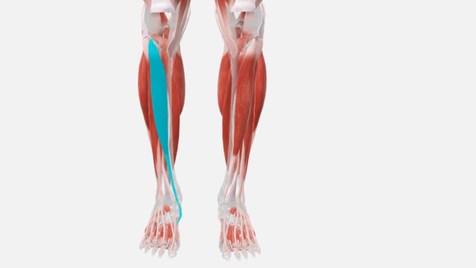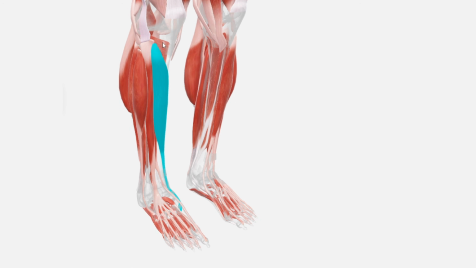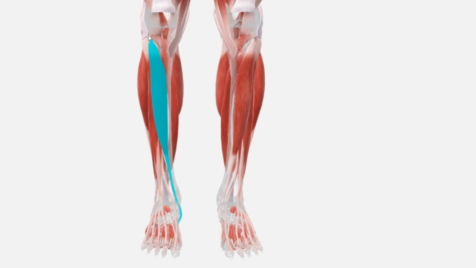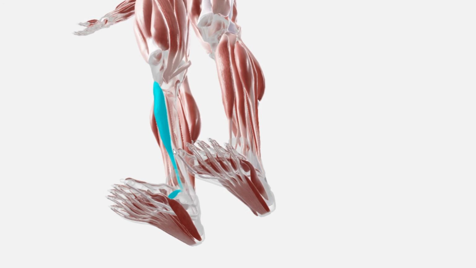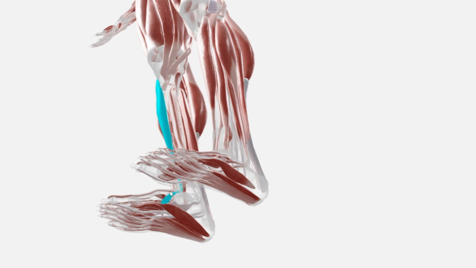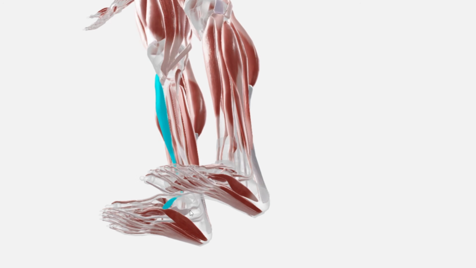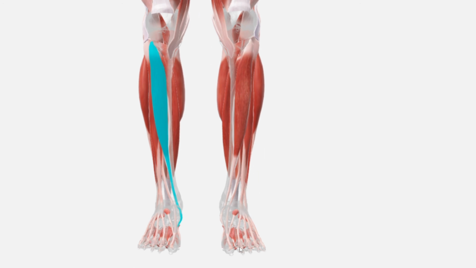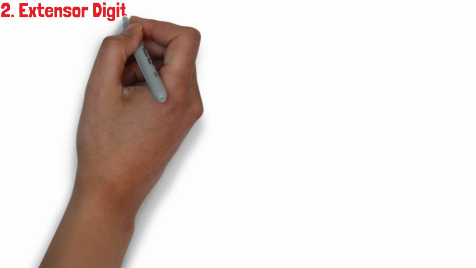As we zoom here, this muscle which you can see is the tibialis anterior. Here it originates from the lateral surface of the tibia and gets inserted here to the medial cuneiform and the base of the first metatarsal. Next muscle of the anterior compartment is the extensor digitorum longus.